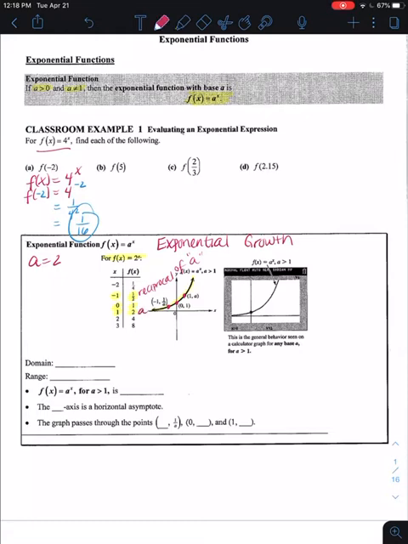We're going to actually use this to sketch some graphs, and this is when you have an exponential function in this form. The domain of this graph is all real numbers, so it goes from -infinity to infinity.